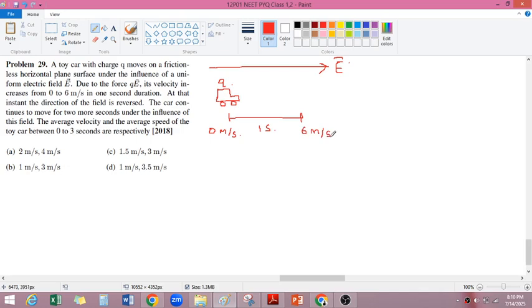At that instant, the direction of the field is reversed. Suddenly the electric field is reversed, which means it is this way. When I do that, what will happen? The same force which was experienced here will now act in the opposite direction. So here F is equal to QE, and here the force is reversed.